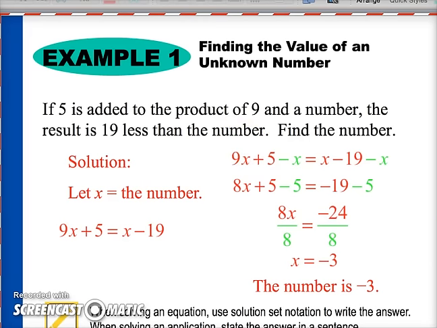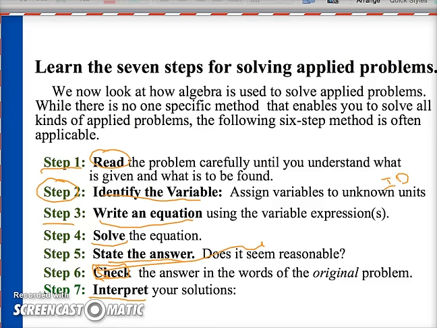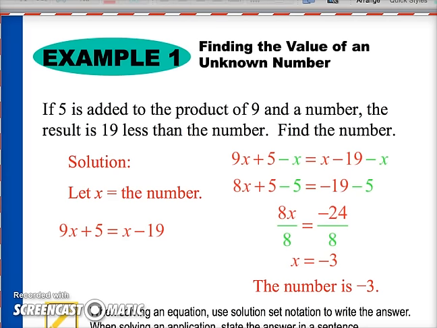So now I'm going to go back to my notes. I'm going to say, okay, I read it. I understand what they want. I know what I have to do. Now let's identify the variable and then write the equation. So, step 1: let x be the number, because I don't know what it is. Something unknown. So I like a dummy variable to be the number that I don't know.